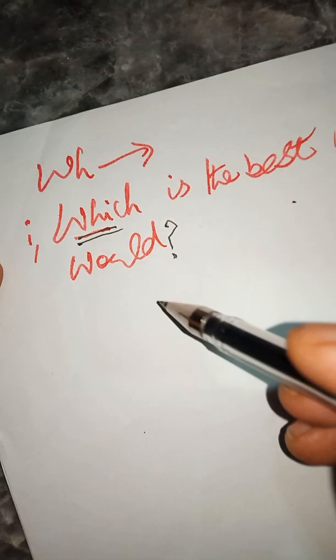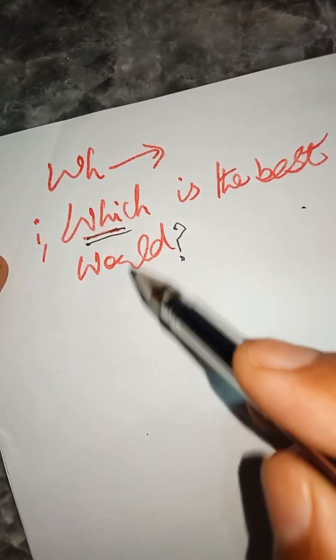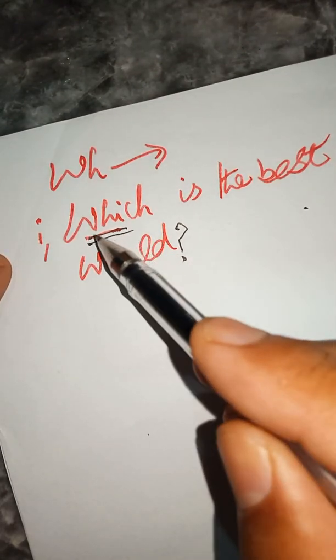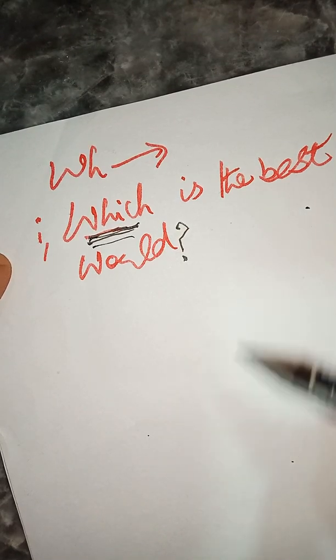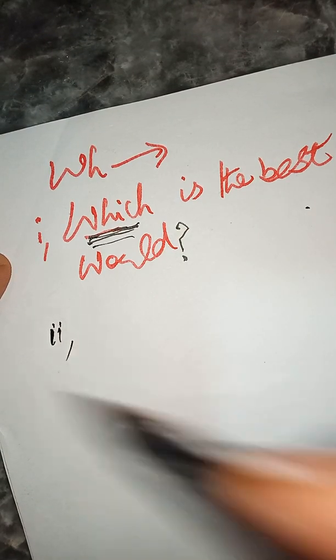Now try to keep in mind the shape of this word, which. Shape means form, spelling. Now I am giving another example to you.